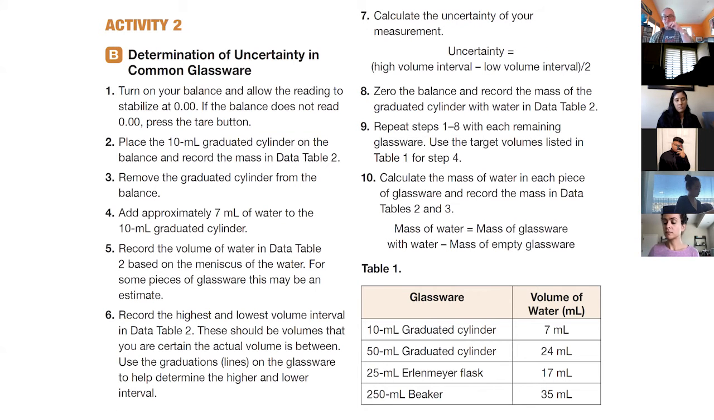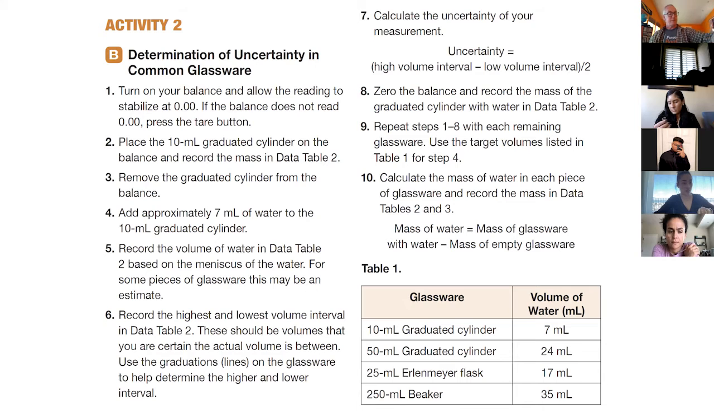All right. So we're going to use the 10 mil cylinder, the 50 mil cylinder, the flask and the beaker. And we're going to try and measure a different volume in each one. So for the 10 mil cylinder, we're going to attempt to measure 7 mils. In the 50, we're going to try and measure 24. In the cute little flask here, we're going to try and measure 17. And in the beaker, we're going to try and measure 35.